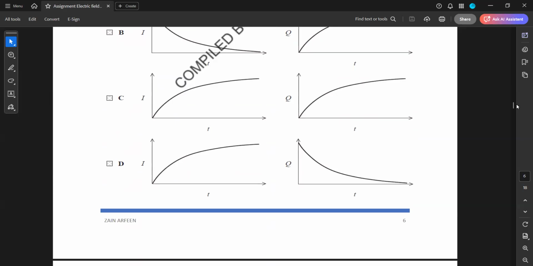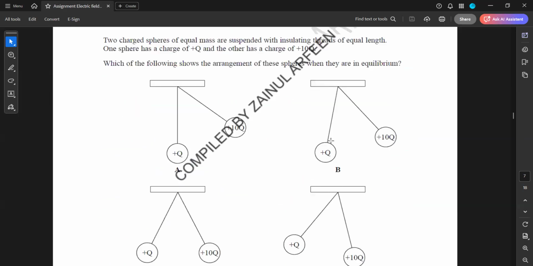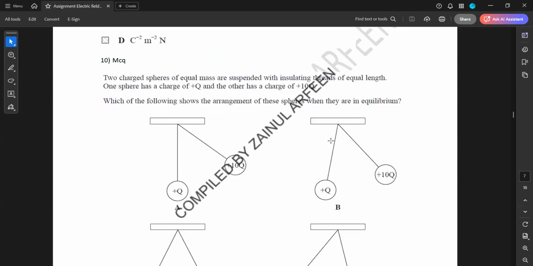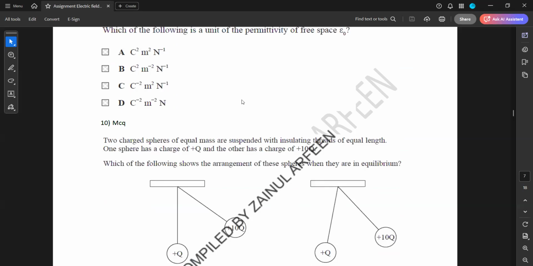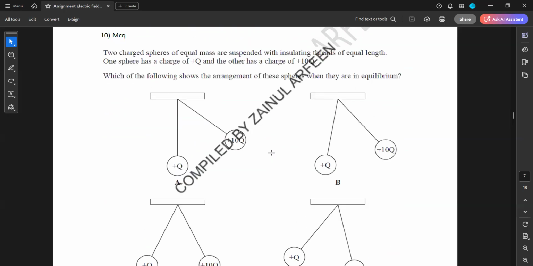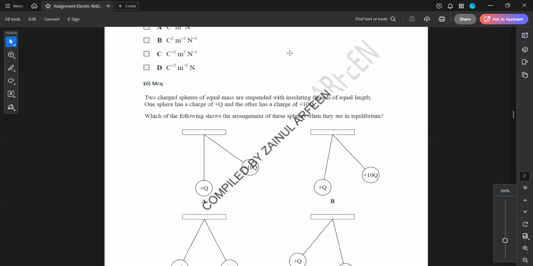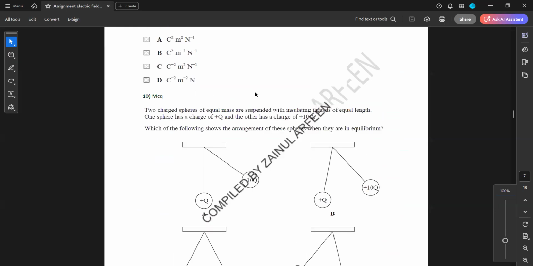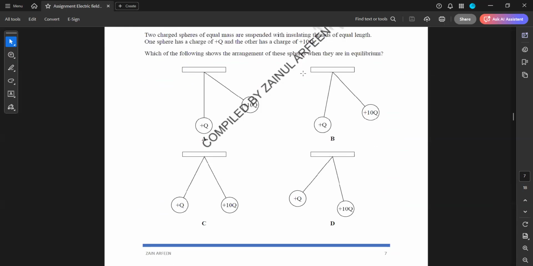This is about the capacitor. Question 10. What could be the answer here? Use the chat to answer.